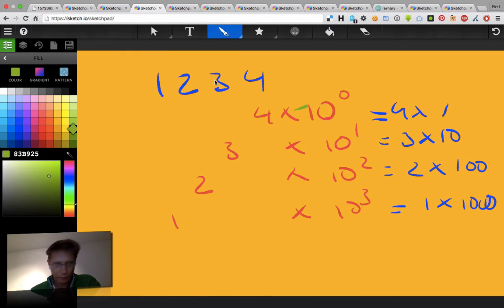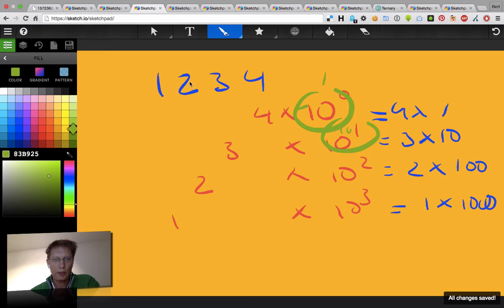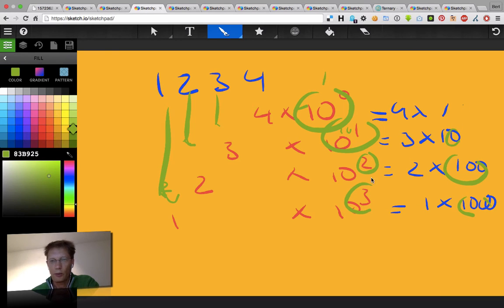So if we say this, 1234, it is in fact 4 times 10 to the power of 0, which equals 1, so it's 4. 3 times 10 to the power of 1, which equals 10, so 3 times 10. And 2 times 10 to the power of 2, which equals 100, so it's 200. And 1 times 10 to the power of 3, which equals 1000, totaling 1234. Still easy? Okay.